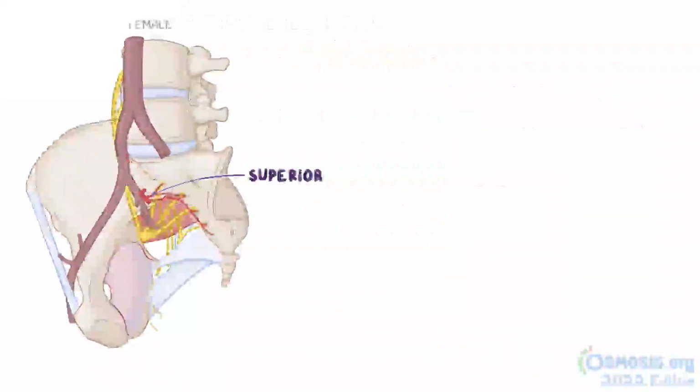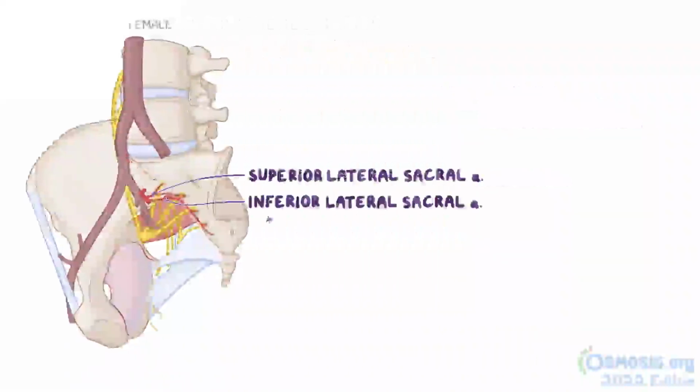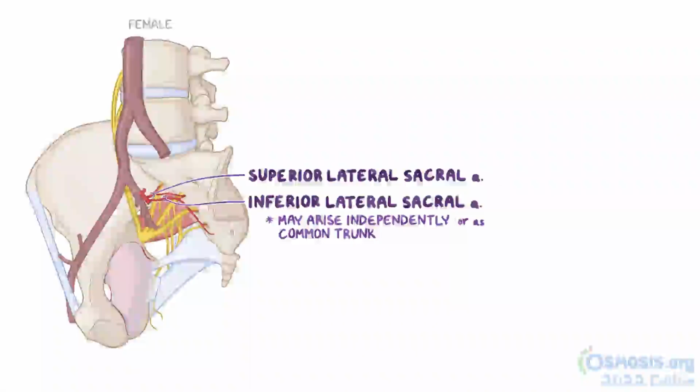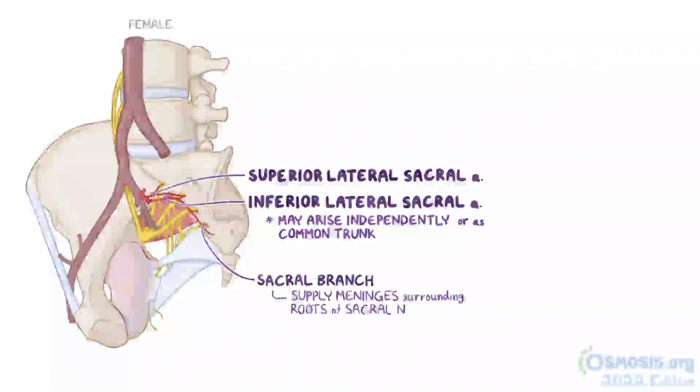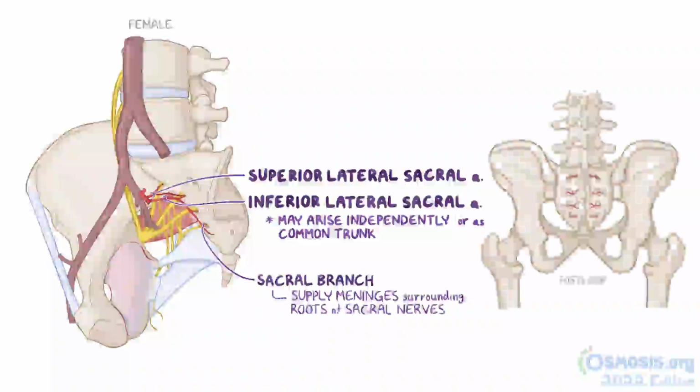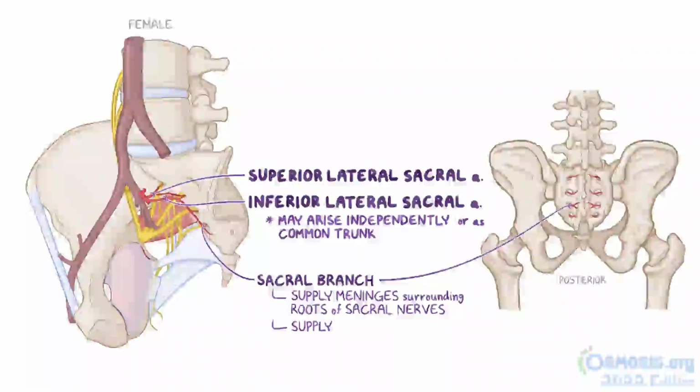Next are the superior and inferior lateral sacral arteries, which may arise independently from the posterior division or arise as a common trunk. The lateral sacral arteries pass both medially and descend anterior to the ventral rami of sacral nerves. These arteries give off the sacral branches, which pass through the anterior sacral foramina to supply the meninges surrounding the roots of sacral nerves. Also, some branches of lateral sacral arteries pass through the posterior sacral foramina to supply a group of back muscles called the erector spinae muscles.